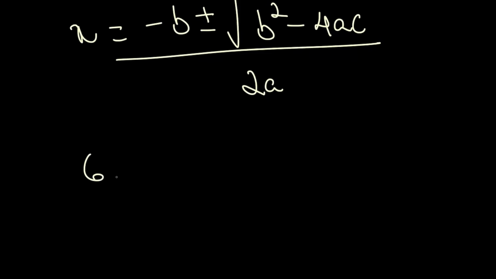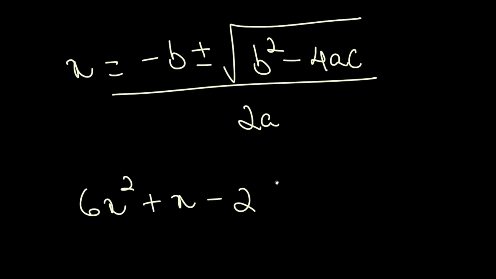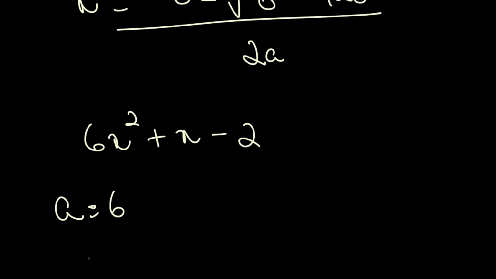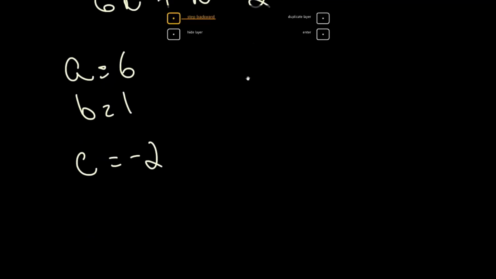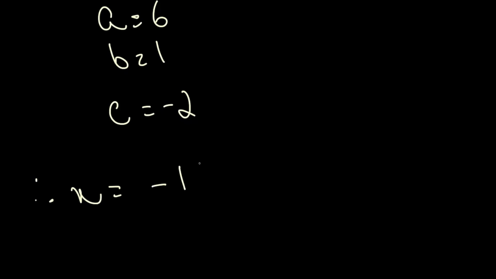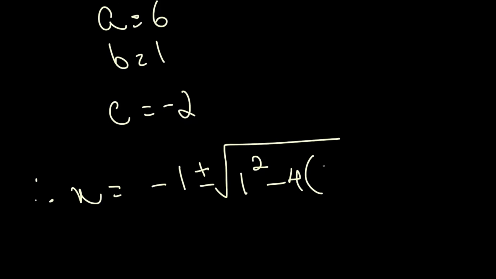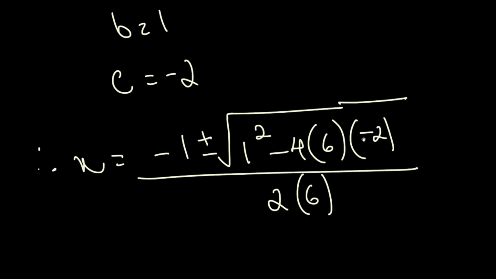So we know 6x squared plus x minus 2. Let's double check that. Yes, indeed. We know a equals 6, b equals 1, and c equals minus 2. So, therefore, x equals minus b, which is minus 1, plus or minus the square root of b squared minus 4 times a, which is 6, times c, which is minus 2, the whole thing over 2a. We know a is 6.